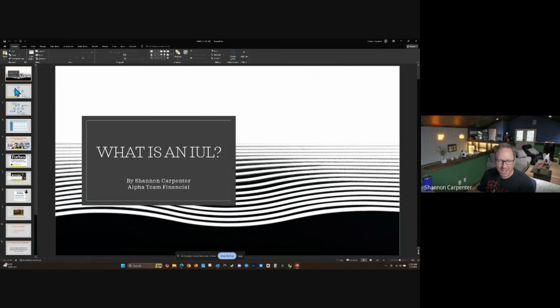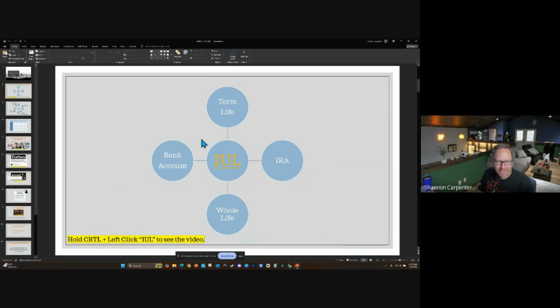So an IUL is kind of like the Arnold in this scenario. The IUL gets the best genes from its four parents. Its four parents would be a term life insurance policy, a whole life insurance policy, a bank account, and an IRA. So it kind of cracks me up that Dave Ramsey doesn't like these. If it says whole life is involved, he hates it, right?